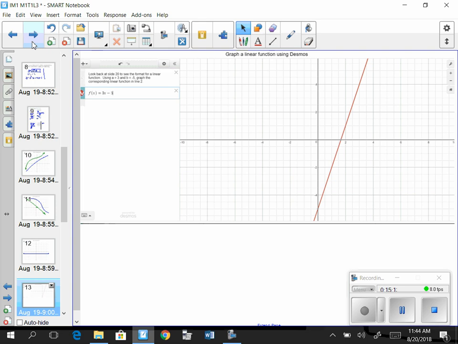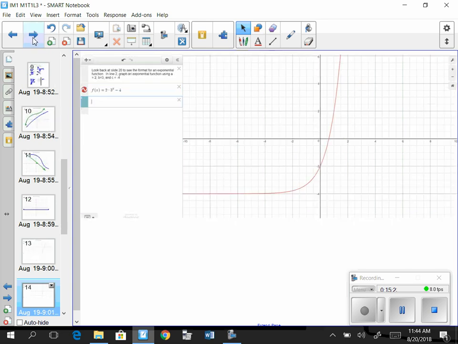For this one, you should have typed in 3x minus 5 into Desmos. You should have had something just like this on your screen. If you don't, go back and fix it. For this one, you should have typed 2 times 3 to the x minus 4.